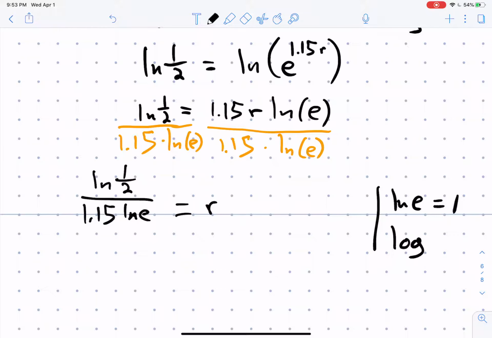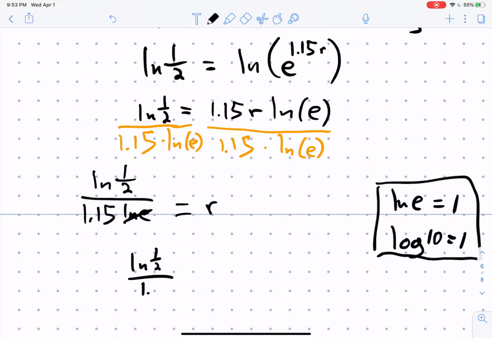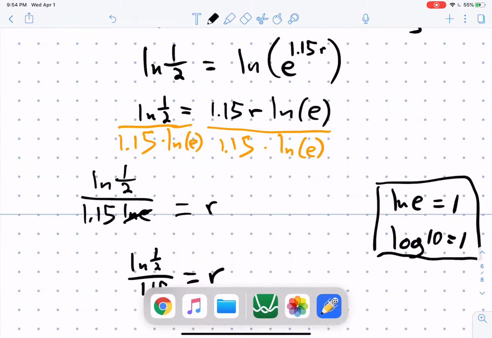Similarly, the log in base 10 of 10 is equal to 1. Those are handy facts. And so that ln of e I'm just going to get rid of altogether. That's just equal to 1. So this is natural log of 1/2 over 1.15. And that's equal to r. Let's go ahead and plug this in to a calculator and see what we get.